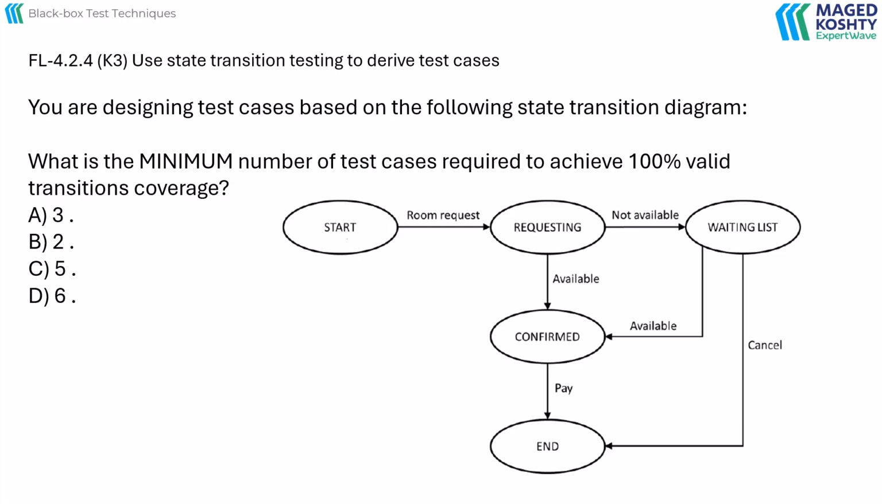Test case 1: start, requesting, confirmed, end. Test case 2: start, requesting, waiting list, confirmed, end. Test case 3: start, requesting, waiting list, end. 3 test cases, so the correct answer is A.